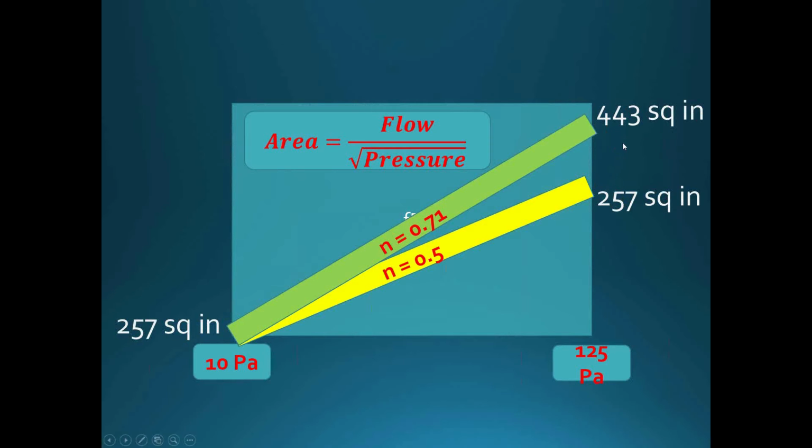So that is giving us credit for the fact that the enclosure will be leaking more comparatively at 125 pascals than it would be at 10. Now for inerts, the pressure at which we're losing agent is about 1.25 pascals. So there, this 257 square inches becomes about 150 square inches.